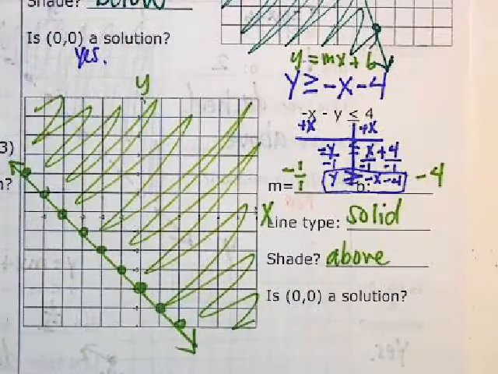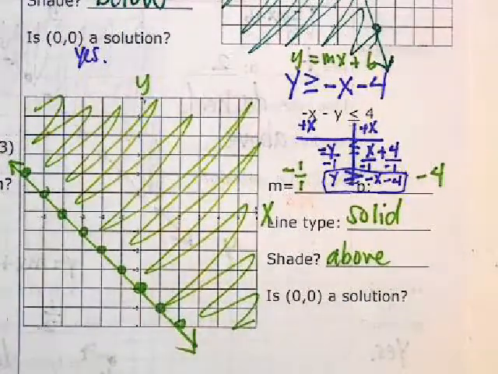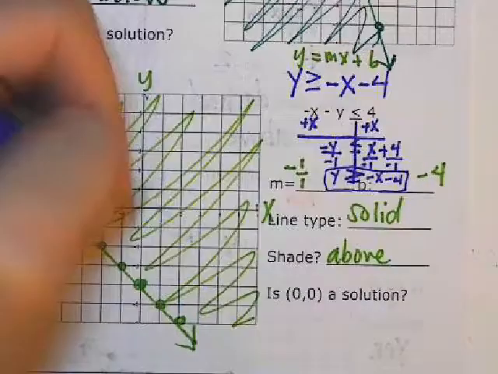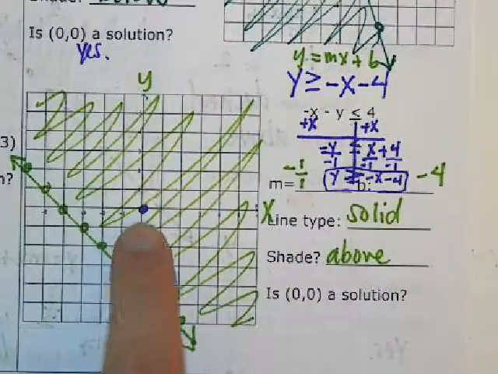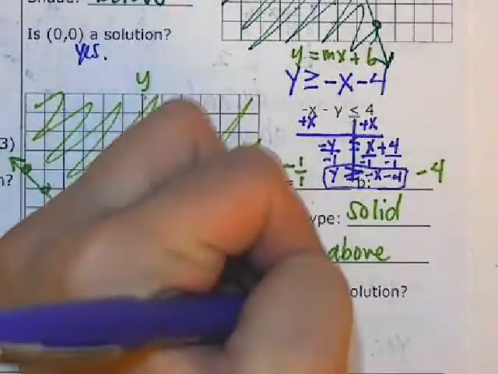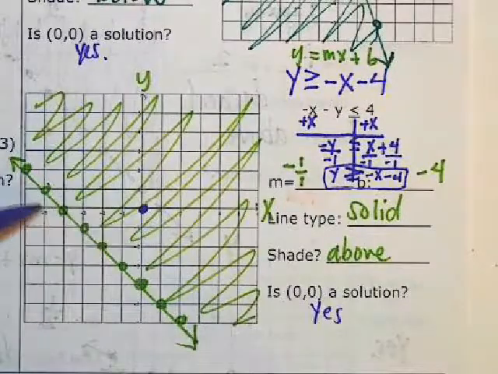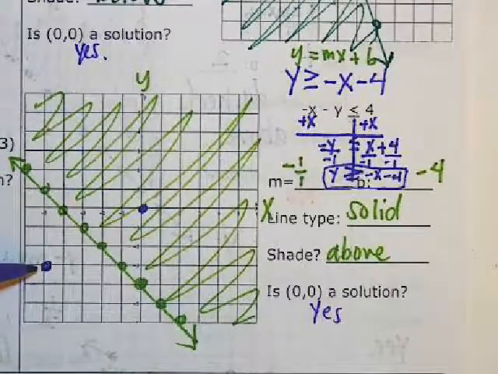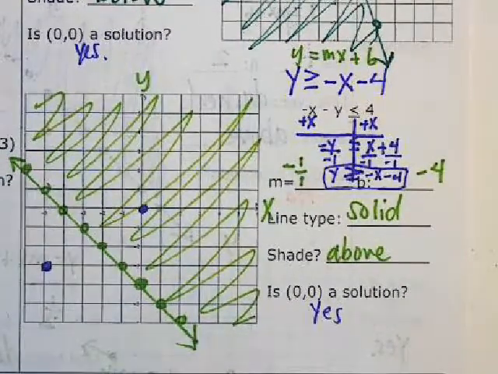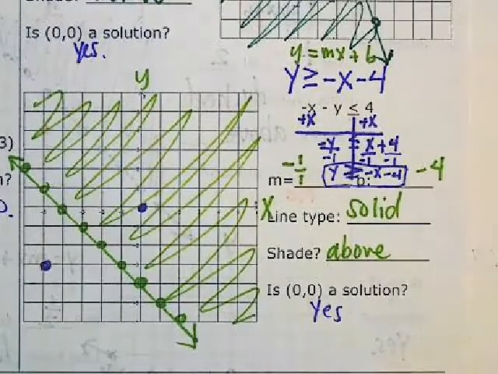0, 0 is a solution. Yes, it is. 0, 0 right here in the middle. Is that a solution? Yes, it's in the shaded region. What about negative 5, negative 3? No. Is that in the shaded region? No. Okay, tape that in, and we're going to work on our practice.